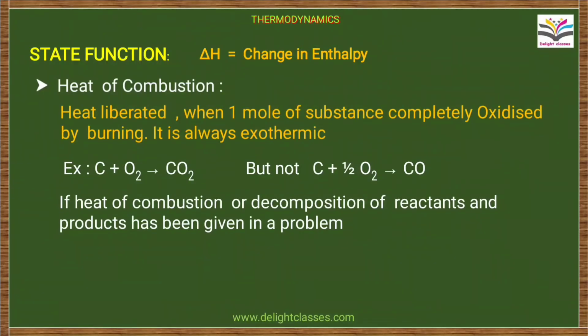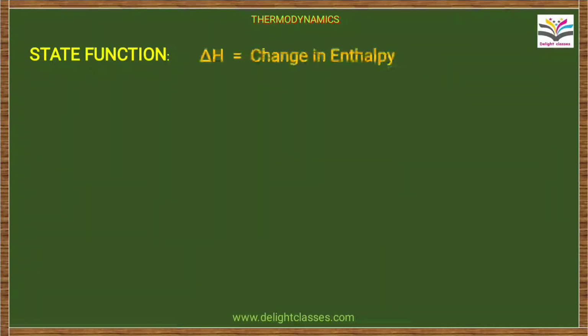If heat of combustion or decomposition of reactants and products has been given in a problem, formula delta H is equal to sum of enthalpies of reactants minus sum of enthalpies of products.